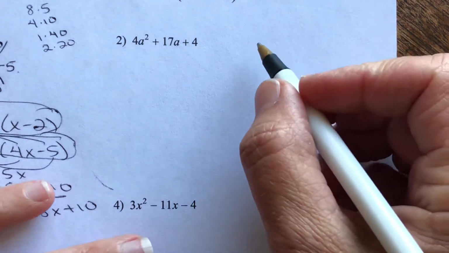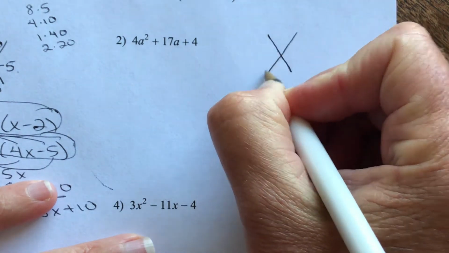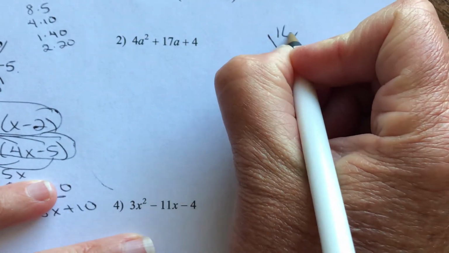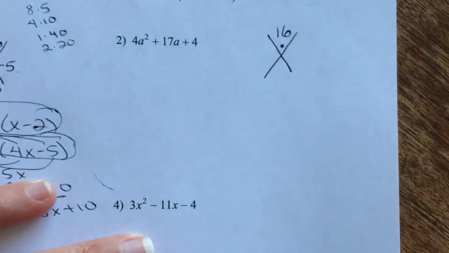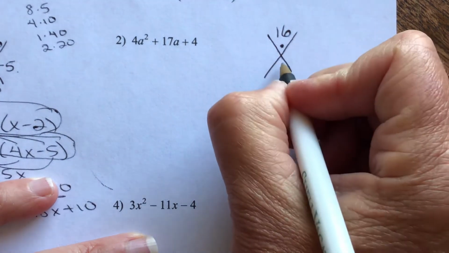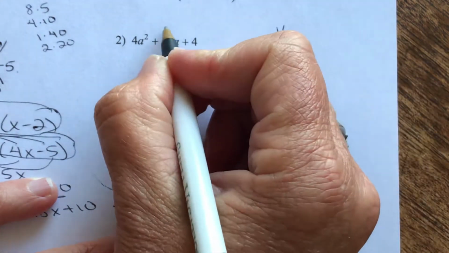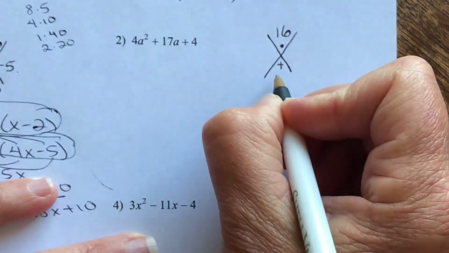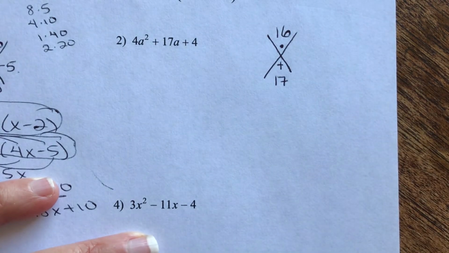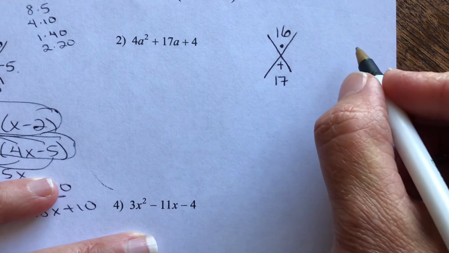Let's start with our X method. We do 4 times 4, the front number times the back number, on the top: 16. So we're looking for factors of 16 that combine to give me the middle value, which is a positive 17. I'm thinking of two numbers that multiply together to give me 16, but add together to give me 17. Well, let's list all the factors of 16 so we can see them.